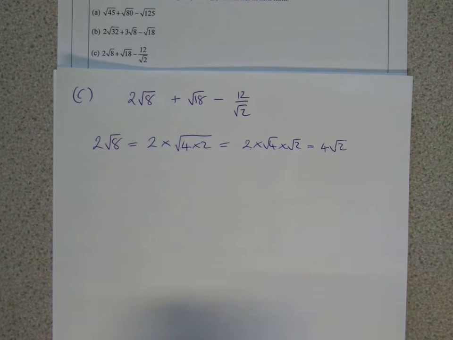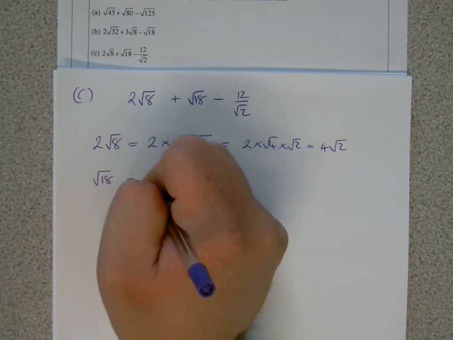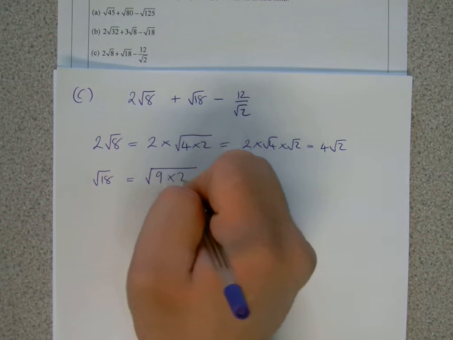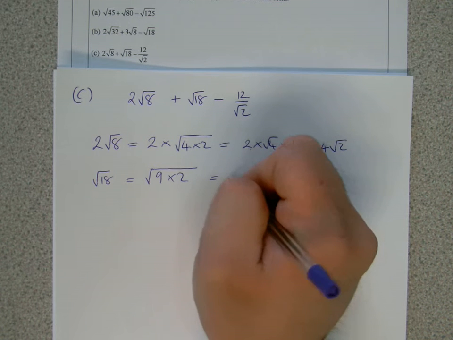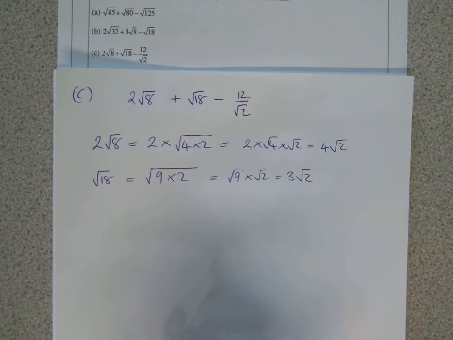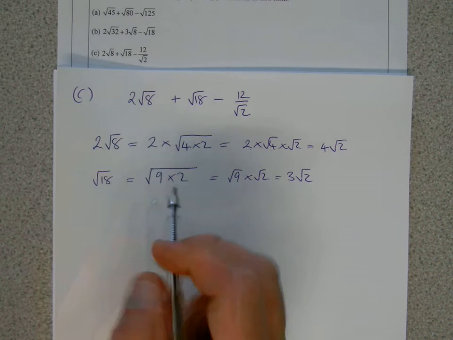Root 18, again we saw that before. Think of it as 9 times 2, yeah? Okay, and split that up. So it'll be root 9 times root 2, so we get 3 root 2. Okay, and then the last part there, now this is slightly different to what we've got before.